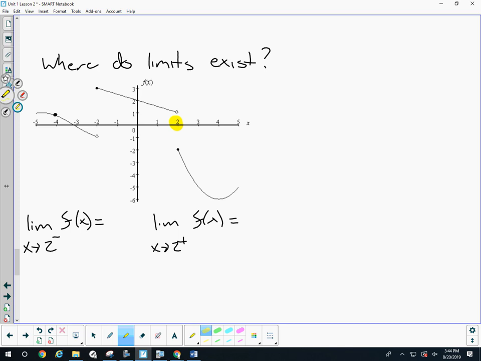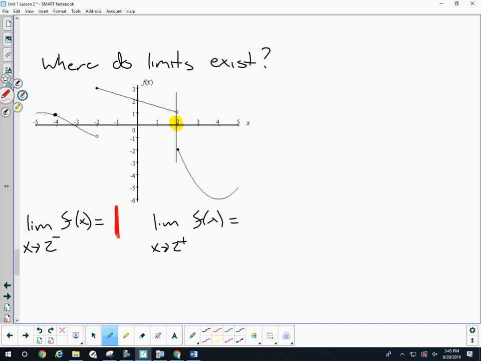Okay, it's important to think about our outputs being directly above or below our input value. If I get closer and closer and closer to 2, but I'm just to the left of 2, my function values are up here on this line segment. And the closer I get to 2, the closer I'm going to get to this location of this open circle, which is at 1. So this is why I say this one is 1.